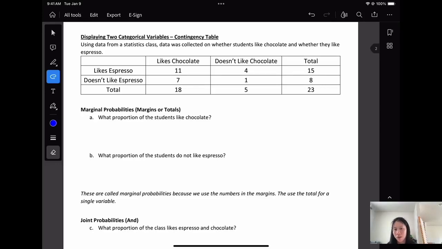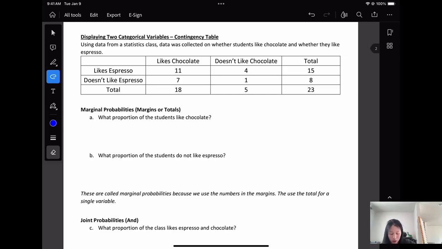Today we're going to talk about contingency tables. A contingency table displays frequencies for a combination of two variables. We're using data from a statistics class. The data was collected on whether students like chocolate and whether they like espresso. First of all, I want to teach you how to read the table.